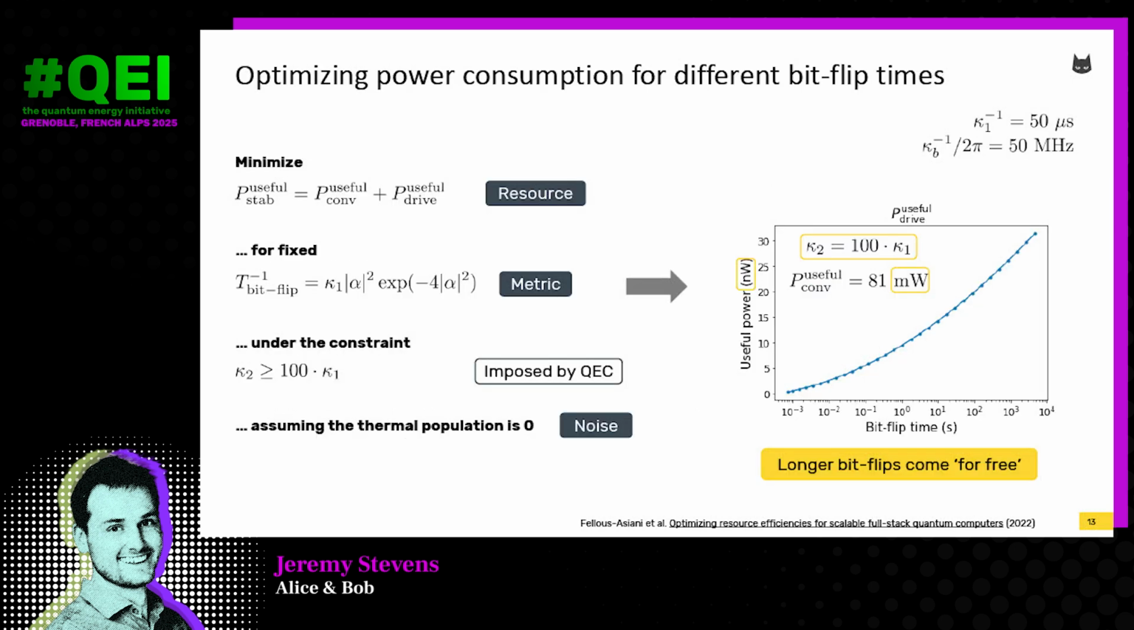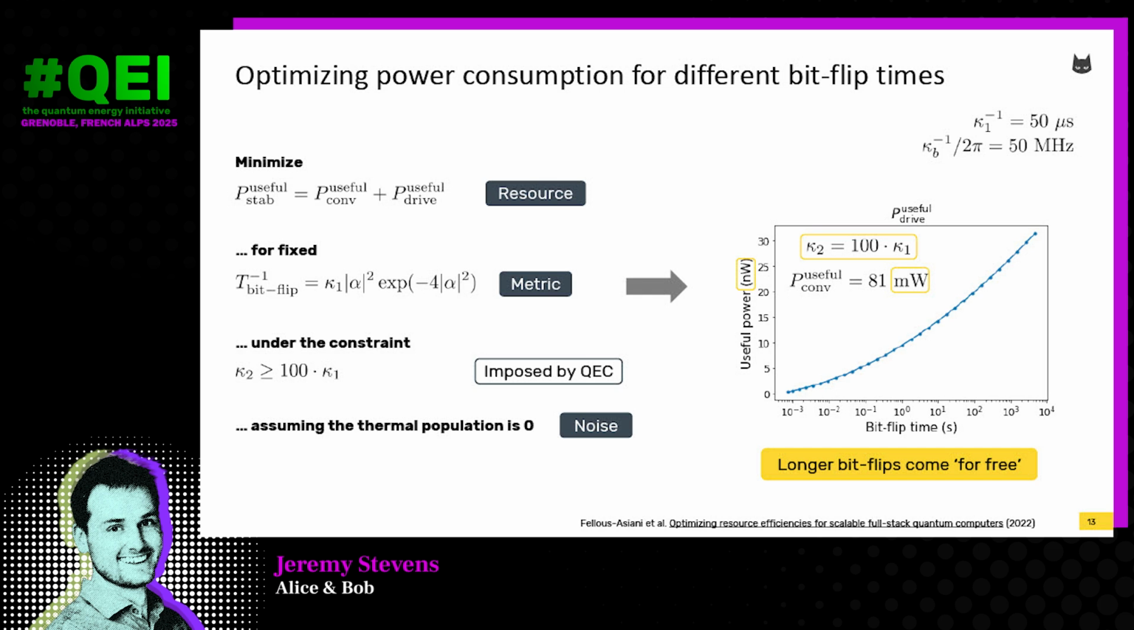All right, so what I want to do is optimize the power consumption for different bit flip times. Coming back to this MNR framework, the resource I'm going to use is this useful power for the stabilization. I'm going to fix the bit flip time, so that's my metric, for which I have an analytical expression here, under a constraint: kappa 2 bigger or equal to 100 times kappa 1. This constraint comes sort of out of nowhere. It has to do with the way error correction works with cat-qubits. And I'm assuming that the thermal population of my modes is 0.